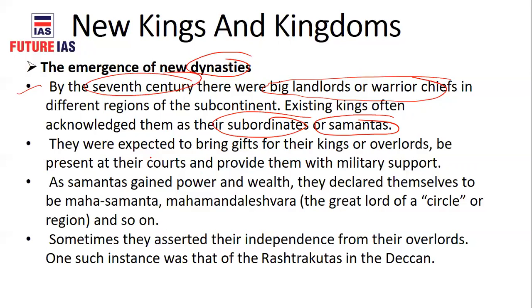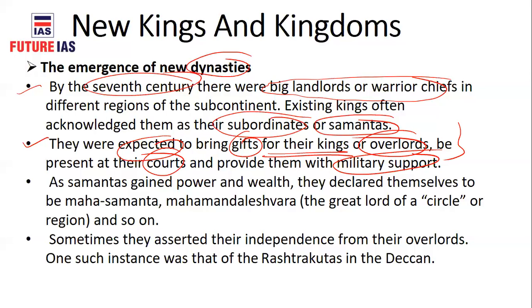All right. And you must understand, these subordinates or samantas were expected to bring gifts for their king or overlords. And they should be present at the court of the king and provide them with military support. So as I told you, these samantas, landlords or warrior chiefs used to be at the service of the king. They used to bring gifts for the king, be present in the courts, and provide certain military support to the king.